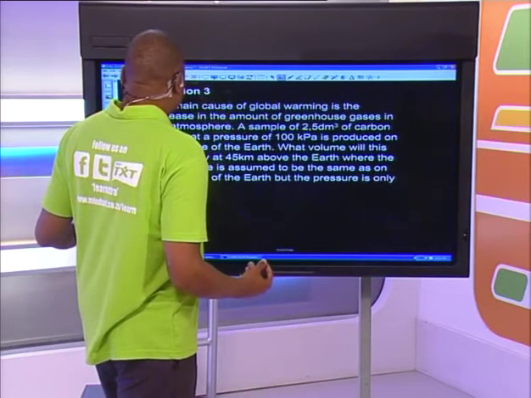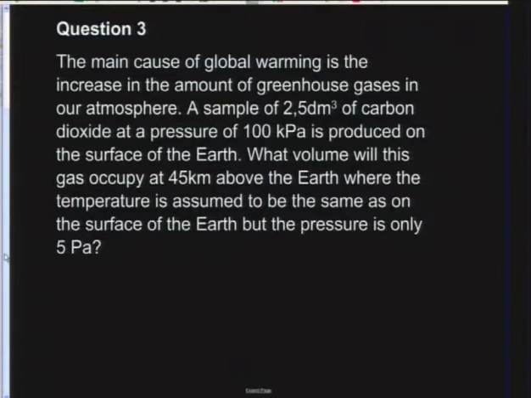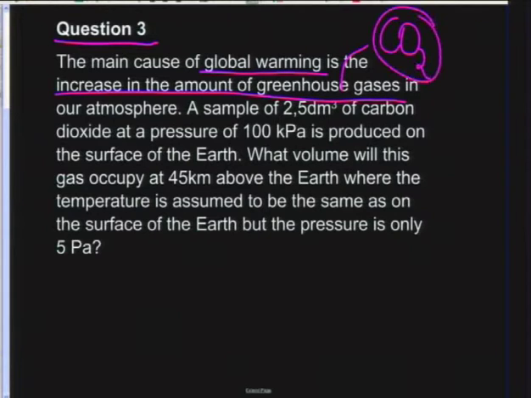All right. So let's just have a look at another question that can actually help us again to try and understand these things. The main cause of global warming is the increase in the amount of greenhouse gases, that is, gases like carbon dioxide, in our atmosphere. A sample of 2.5 cubic decimeters of carbon dioxide at a pressure of 100 kilopascals is produced on the surface of the Earth. What volume will this gas occupy at 45 kilometers above the Earth, where the temperature is assumed to be the same as on the surface of the Earth, but the pressure is 5 pascals?